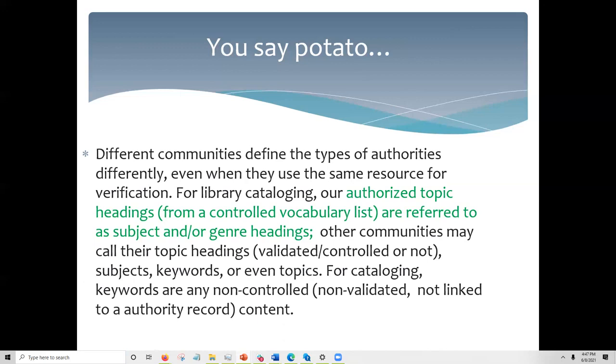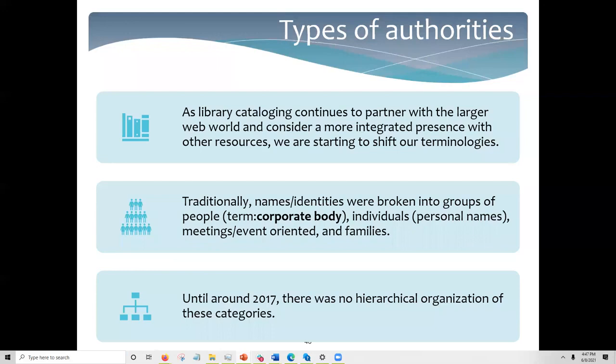For cataloging purposes, and this is for more traditional cataloging, keywords are any non-controlled. And when I say non-controlled, what does that mean? It means they've not been validated, they're not checked, or they're not linked to an authority record. So any of those things are not true.